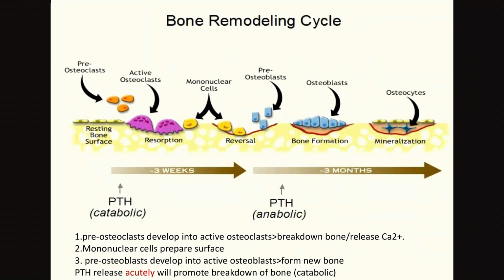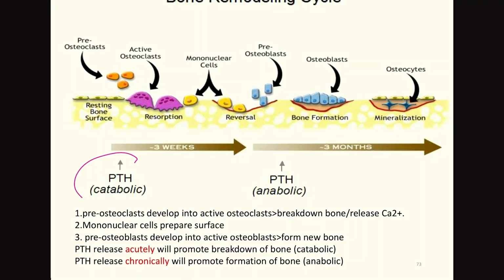So our bone remodeling cycle, PTH is going to be the big one as far as the hormone responsible for the bone remodeling. In an acute phase of PTH release, we know it's going to break down the bone. So we have to have active osteoclasts in this area to degrade the bone, and they remove all that bone.